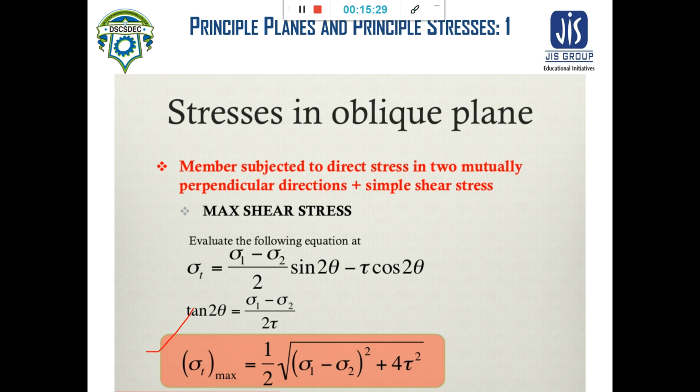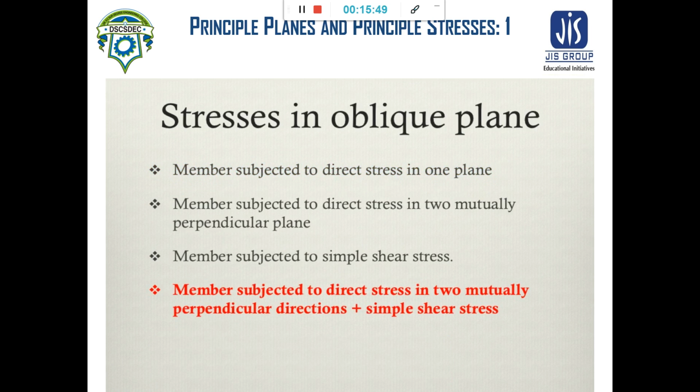Only these values are important for you, because the derivations are not in your syllabus. Now, what we have discussed till now is the member which is subjected to direct stress in two mutually perpendicular directions along with the simple shear stress. Now another three cases are there, so that we will know.